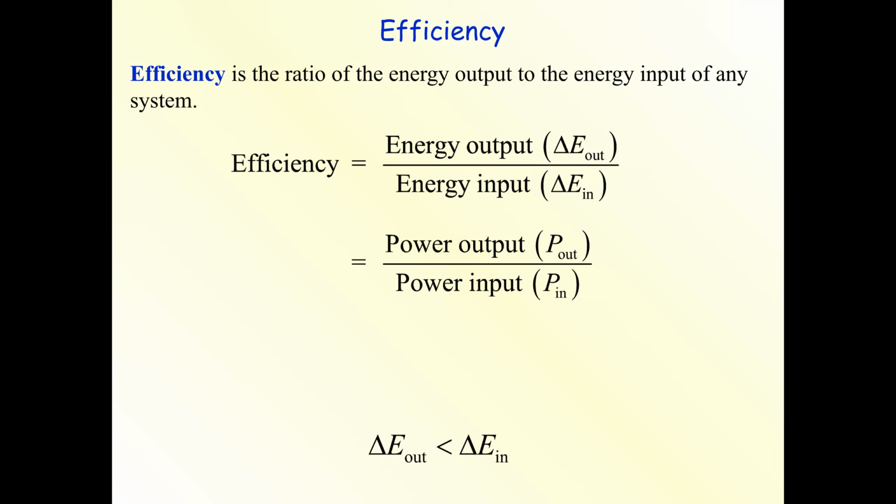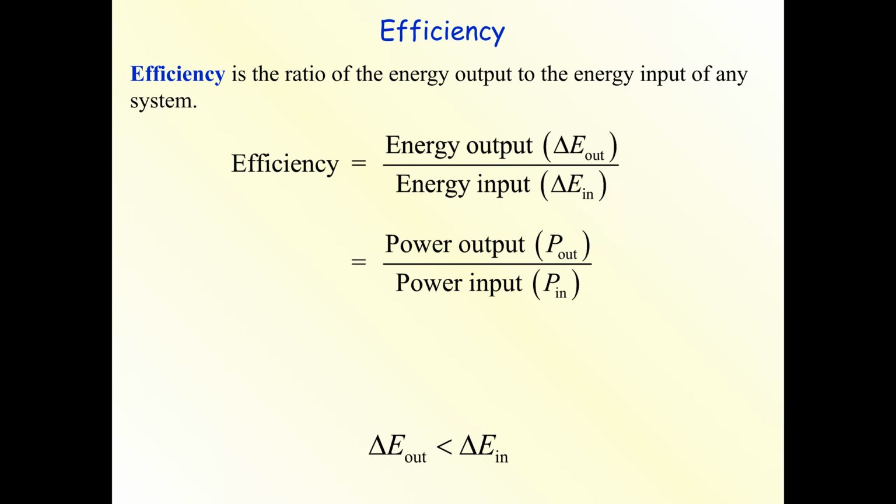Efficiency is the ratio of energy output to energy input for any system. We talked about this a bit last year. Our energy input is always going to be larger than our energy output, because there's always some energy lost to friction, heat, air resistance, anything like that. So we always have to account for that.